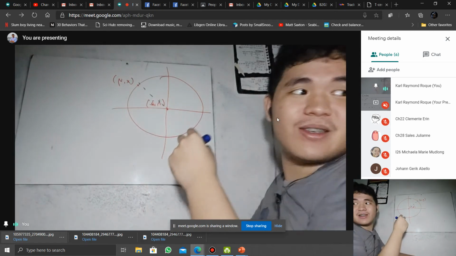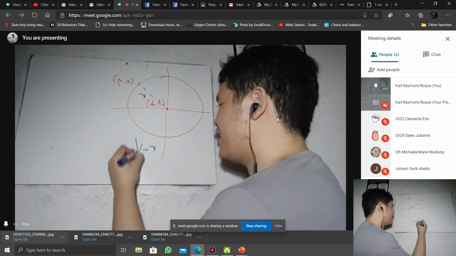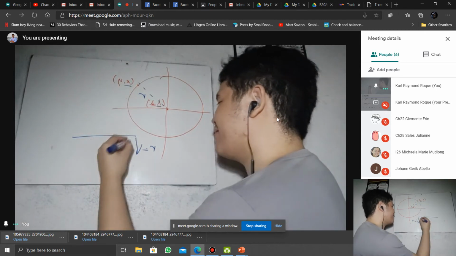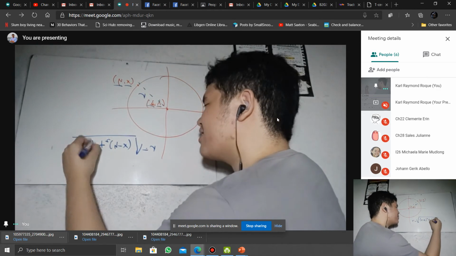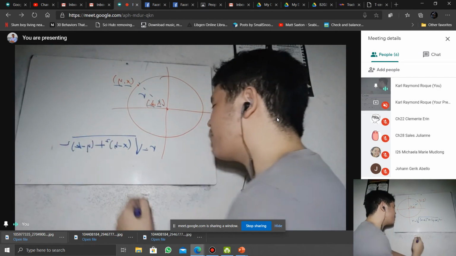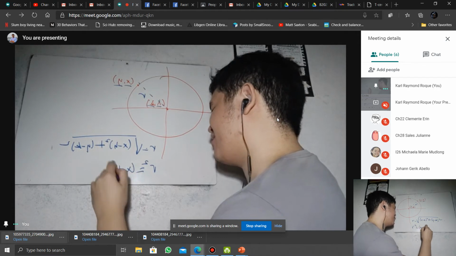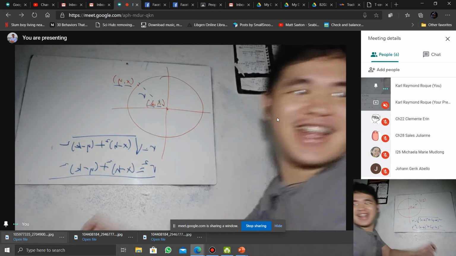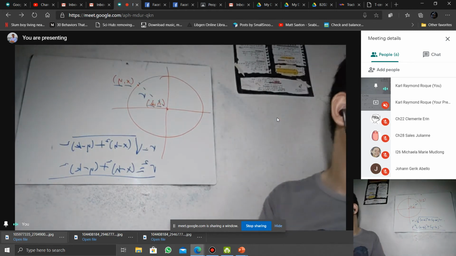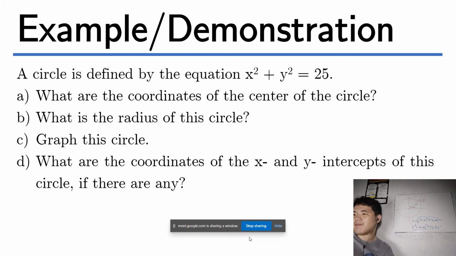So x, y are the distance formula: x minus h squared plus y minus k squared. We just square both sides, and there we go. Cool, di ba? That's just a simple derivation. Now let's go to some examples.